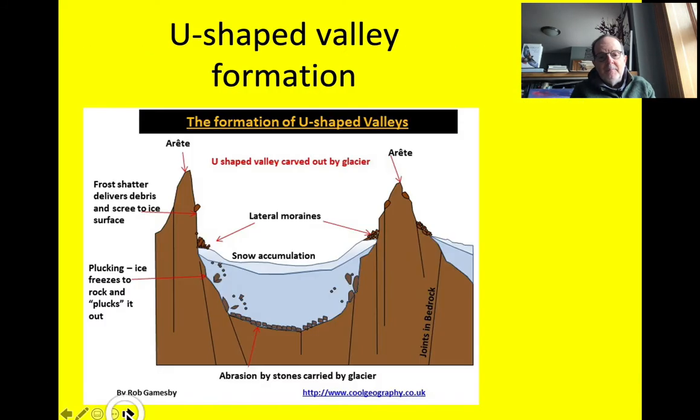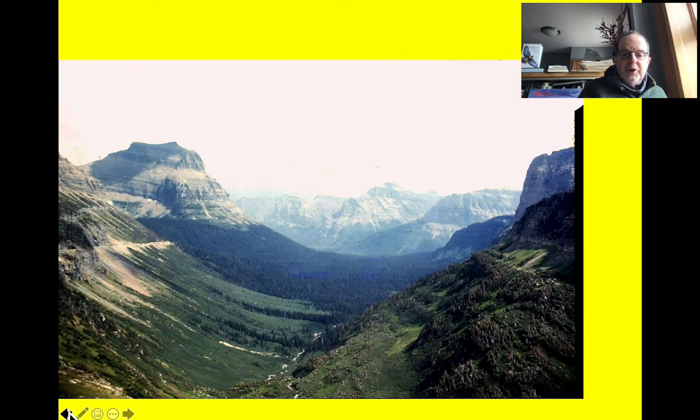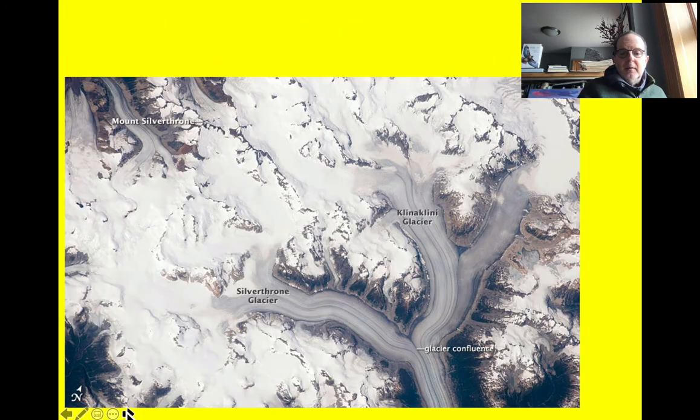So what happens? Well, the glacier grinds its way through in this shape because of the way in which the snow is accumulated within the two walls of, say, these arêtes, right? And it grinds out, freezing, thawing, plucking, abrading, and carves over time these beautiful, beautiful U-shaped valleys.